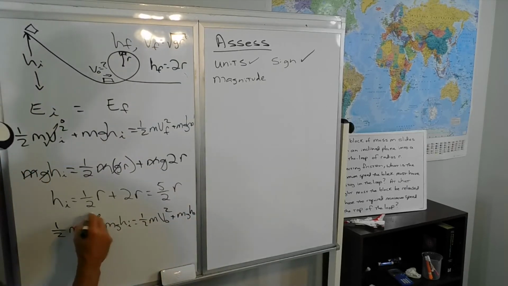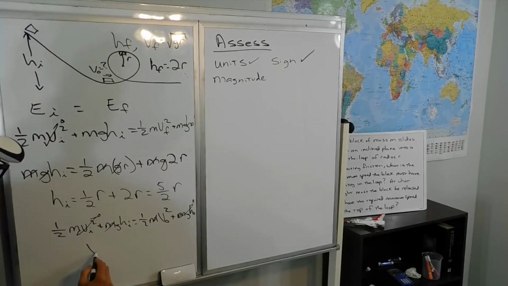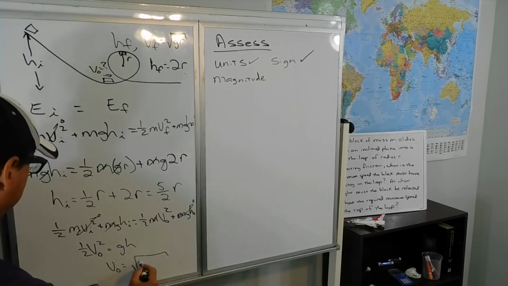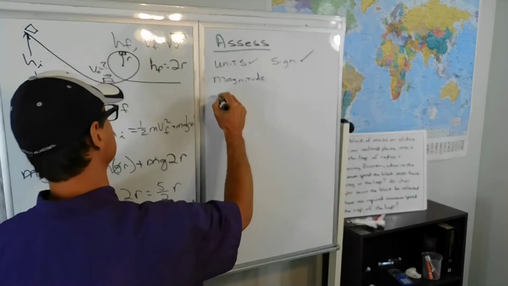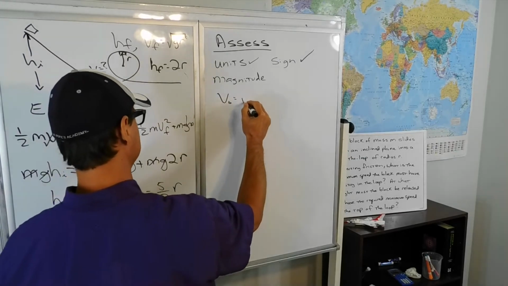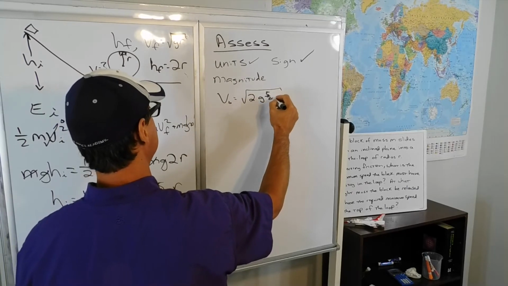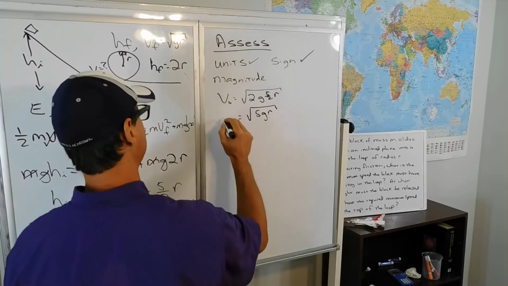The initial velocity is 0, the final height is 0, the masses cancel out, so 1/2 v naught squared is equal to g h, so v naught is equal to the square root of 2g h initial. And what was h initial? Well, h initial was 5/2 r, so the v at the bottom is equal to the square root of 2 times g times 5/2 r, or the square root of 5gr.